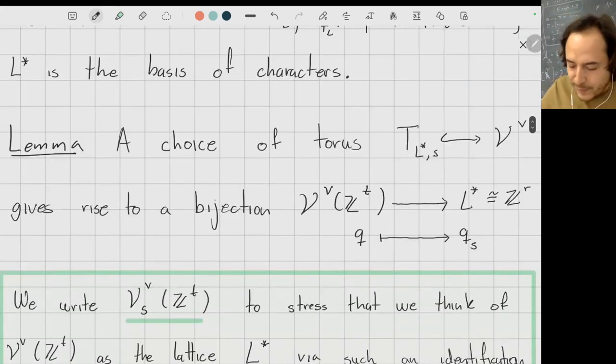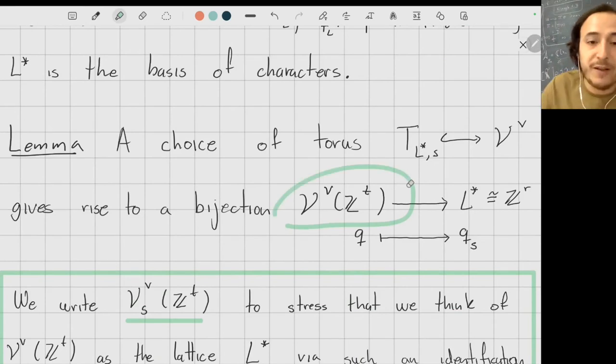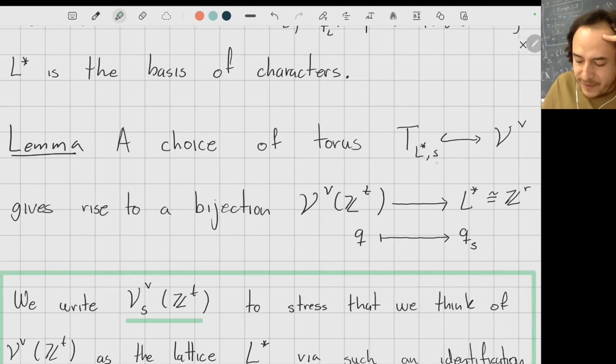The first lemma I want to present gives me more concrete access to this set of tropical points. It's not a difficult lemma, but you need to think correctly about everything. Every torus in the atlas of the cluster variety V check gives rise to a set-theoretical bijection between the set of tropical points and the points of the dual lattice. This dual lattice is isomorphic to Z^n. In other words, this tropical space is just an instance of Z^n.